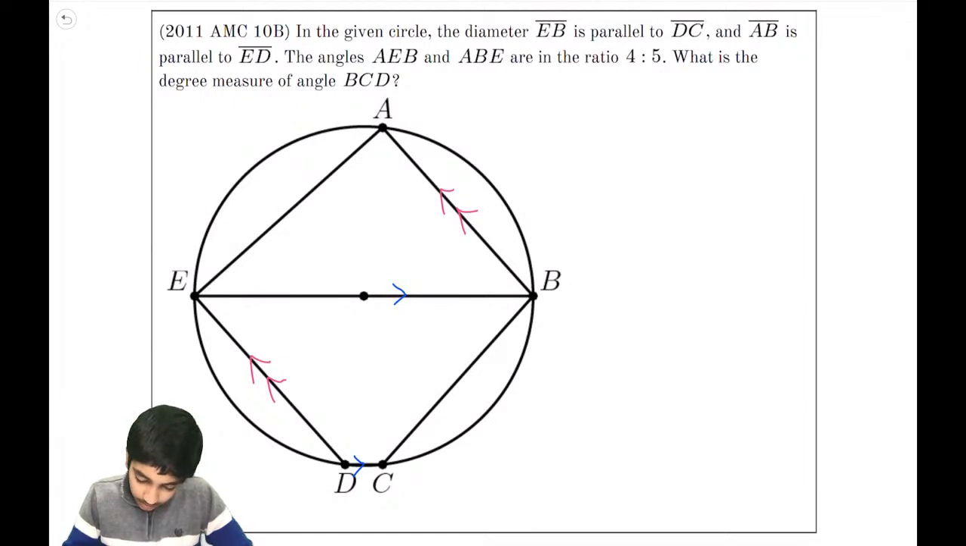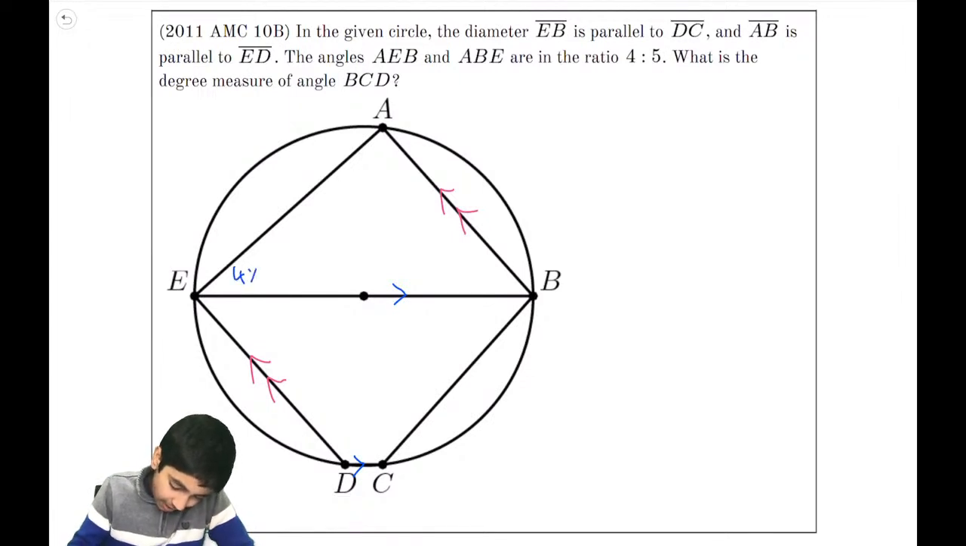And AEB and ABE are in a ratio of 4 to 5. So let's call this 4x and 5x.